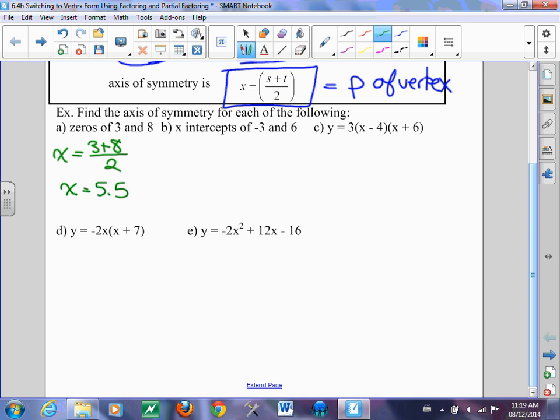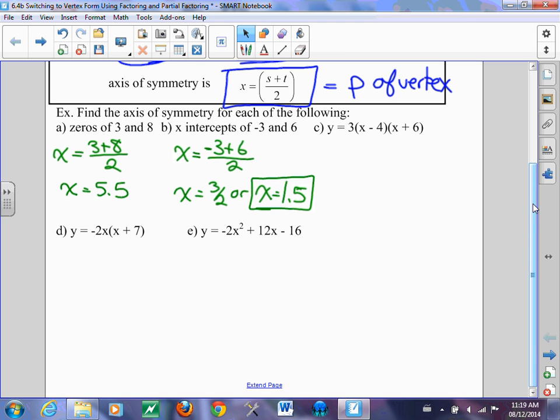The second one says we've got x-intercepts. Those are the same as zeros, so we're already solved. It's going to be x equals negative 3 plus 6, divided by 2. Plug it in your calculator: x equals 3 over 2, or x equals 1.5. Sometimes when you're trying to visualize the axis of symmetry and draw a line, you need to know exactly where it is, and it's at 1.5. I would accept either answer there, but to graph it, you might want to stick with the decimal answer.